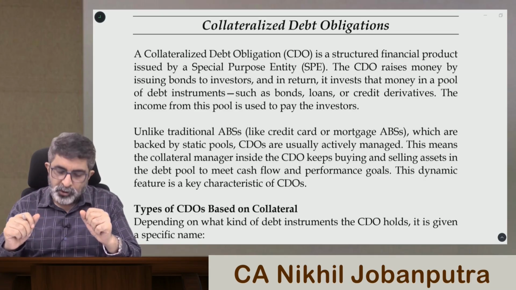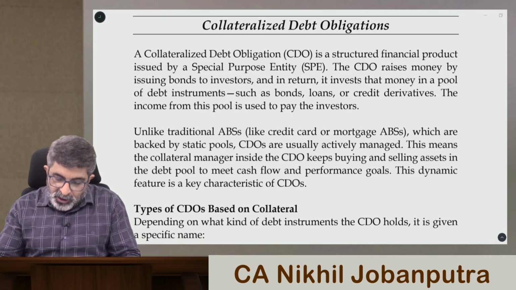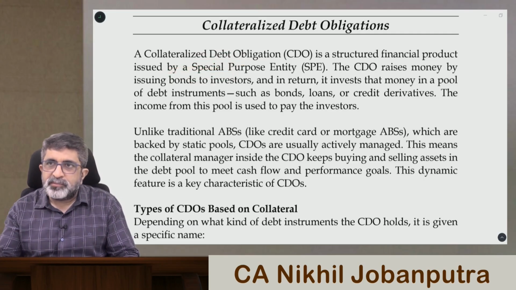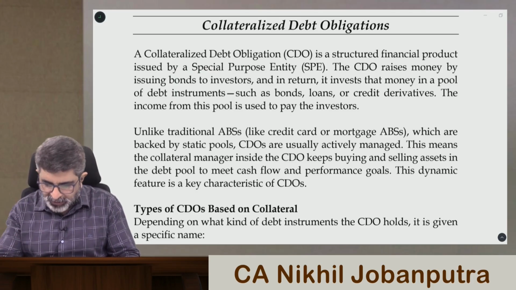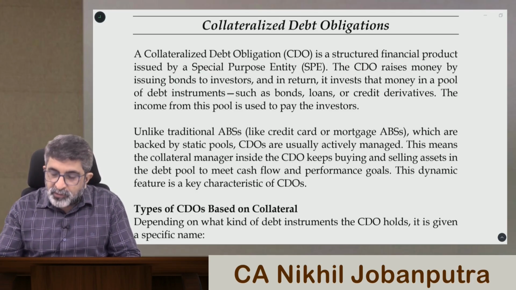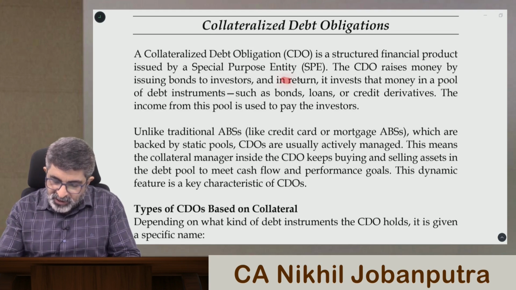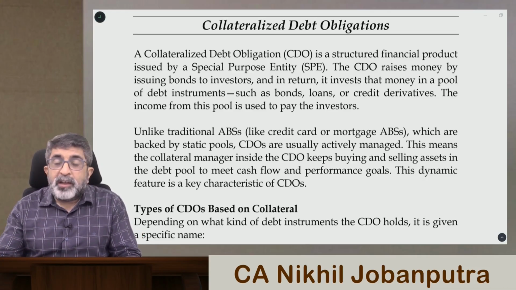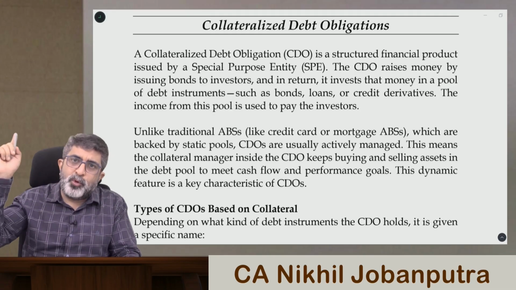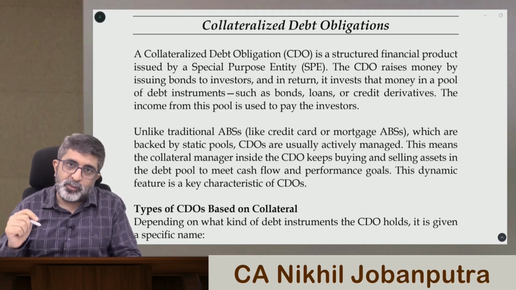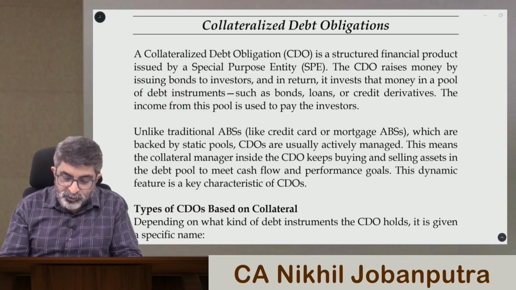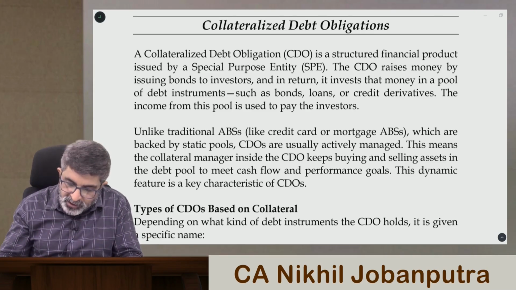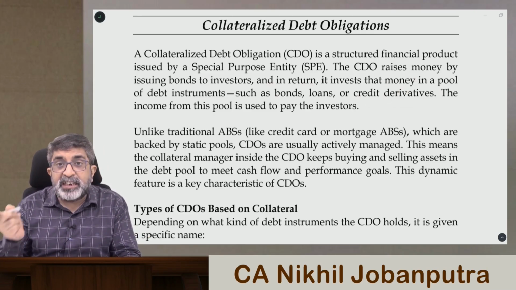What is happening over here? If you see the process, it's a financial product issued by SPE. So SPE is issuing bonds, investors are buying these bonds, that is fine. CDO is raising money by issuing bonds to investors, and it invests that money in a pool just like any ABS, but that pool is not a pool of car loans or a pool of mortgage loans or a pool of credit card receivables. It is a pool of debt instruments. That means the pool itself is a pool of financial instruments, which could be bonds, loans or credit derivatives.